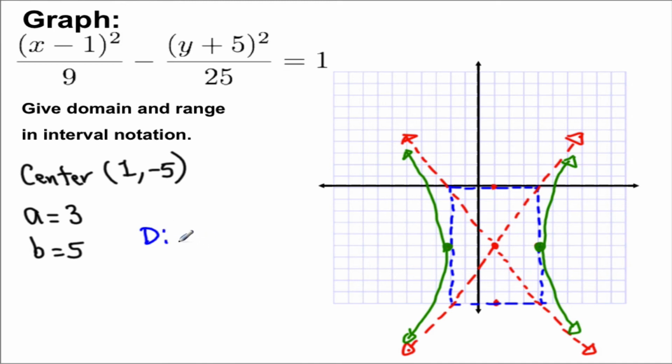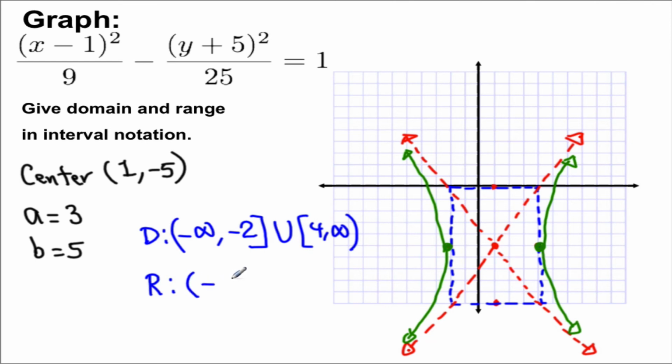The domain in this case would be from -infinity to -2, union from 4 to +infinity. The range is going to be all the y values. So in this case, it could be any real number. So it's going to be from -infinity to +infinity. Let's look at another example of a hyperbola.